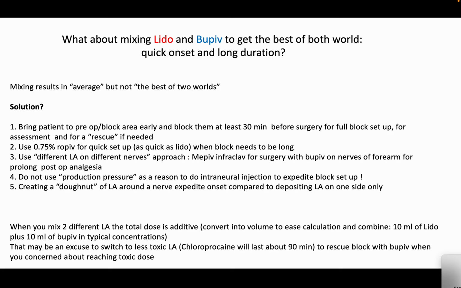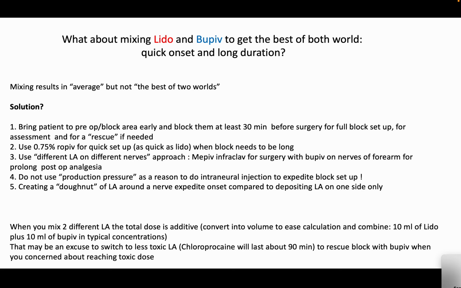You can use different local anesthetics for different nerve approaches. So for example, you can use mepivacaine for an infraclavicular approach to the brachial plexus for surgery, but then put bupivacaine on nerves of the forearm for prolonged postoperative analgesia. But please do not use production pressure as a reason for intraneural injection. Because indeed, if you do intraneural injection, the block will set up fast, but at the cost of possible nerve injury. Another little trick, if you are good with your needle and what I call painting: if you create a donut of local anesthetic around the nerve, that will expedite onset compared to depositing the local anesthetic on one side only.